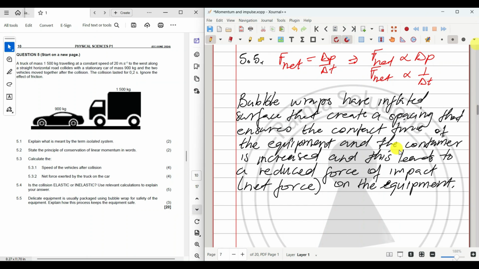So what are you doing? The contact time between your container and the equipment is increased. When that contact time is increased, by virtue of using this relationship, it means the net force is decreased, because net force is inversely proportional to time. Okay, that is it.